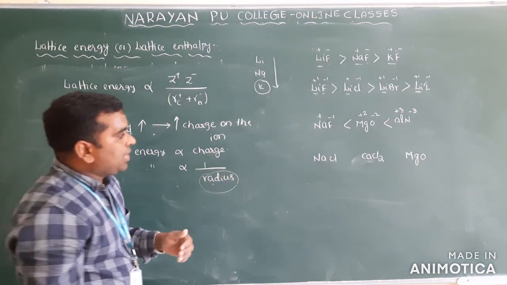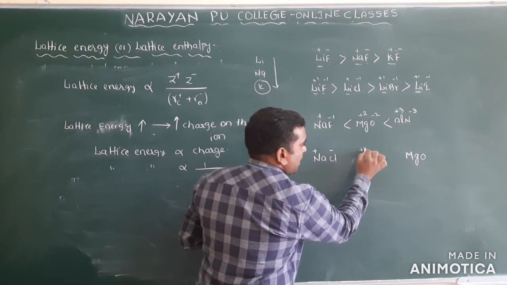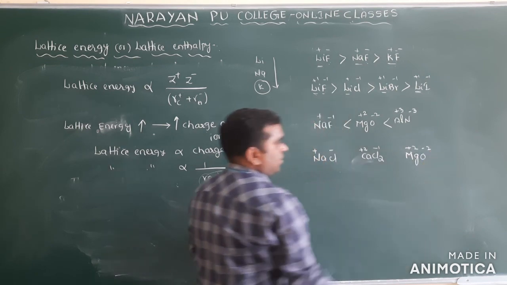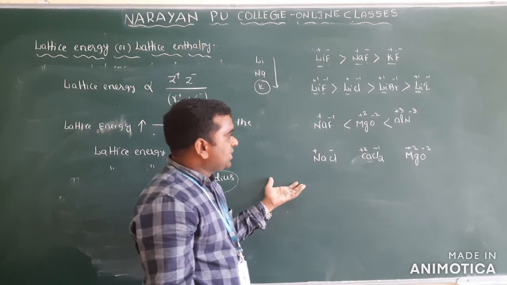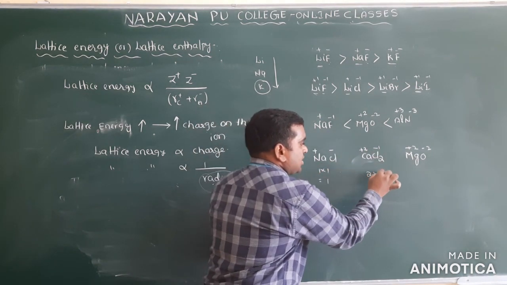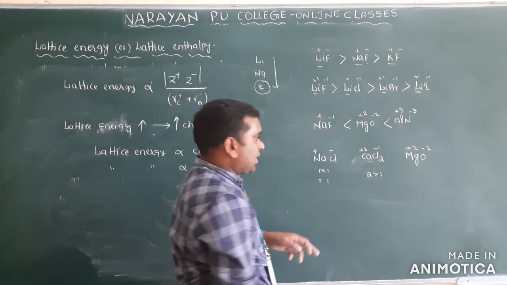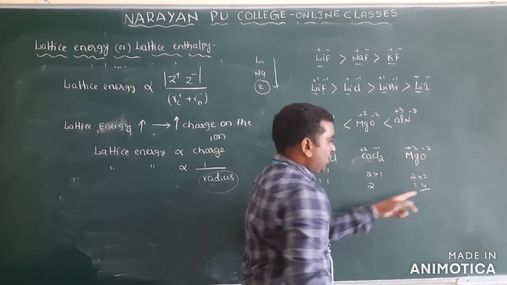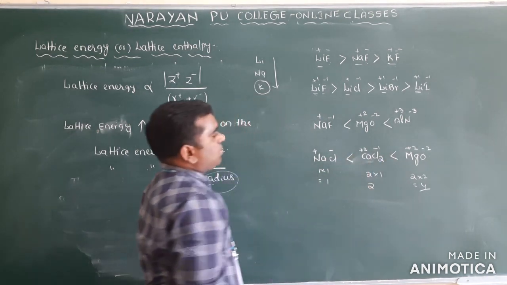Clear? Now you come here: Na plus Cl minus, Cu plus 2 and Cl minus, Mg plus 2 and O minus 2. Clear? In this case, you have 1 into 1, which is 1, 2 into 1. You have to multiply the charges, taking the modulus, because the negative sign is not taken here. Clear? 2 into 1 is 2, and 2 into 2 means 4. Where the charge is greater, you have the greater lattice energy.